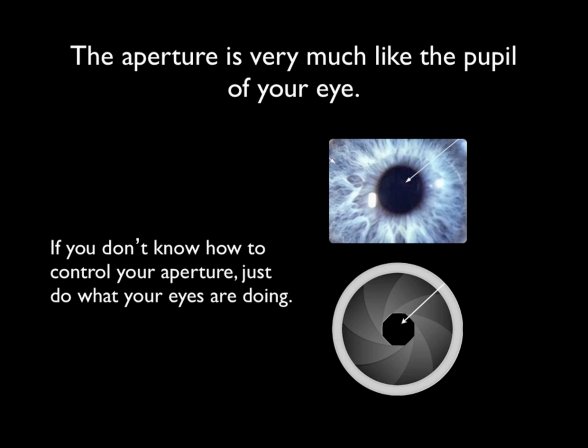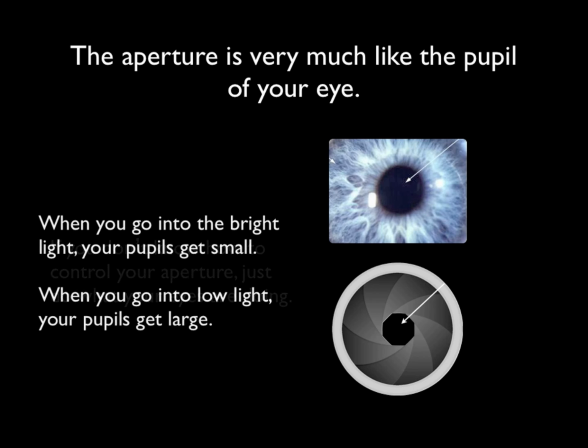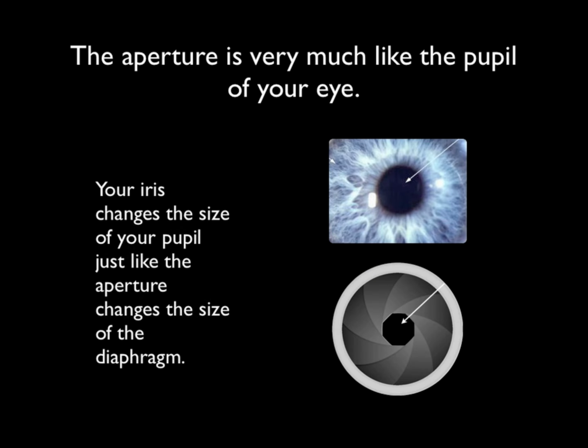If you don't know how to control your aperture, just do what your eyes are doing. When you go into bright light, your pupils get small. When you go into low light, your pupils get large. Your iris changes the size of your pupil, just like the aperture changes the size of the diaphragm.